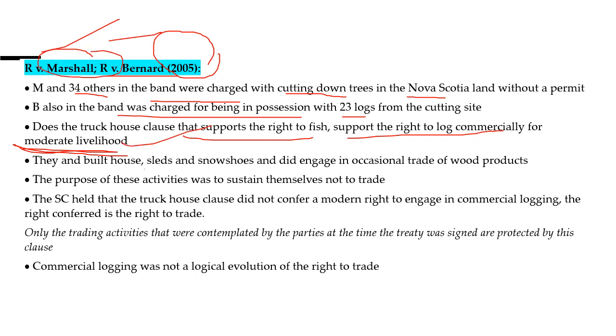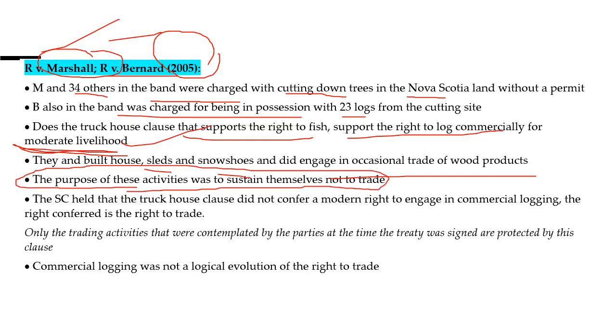They built houses, sleds, and snowshoes and did engage in occasional trade of wood products. The purpose of this activity was to sustain themselves, not to trade. So the Aboriginal people did all these activities for their sustenance, for their basic livelihood. The Supreme Court held that the truckhouse clause here, which supported the right to fish, did not confer a modern right to engage in commercial logging.